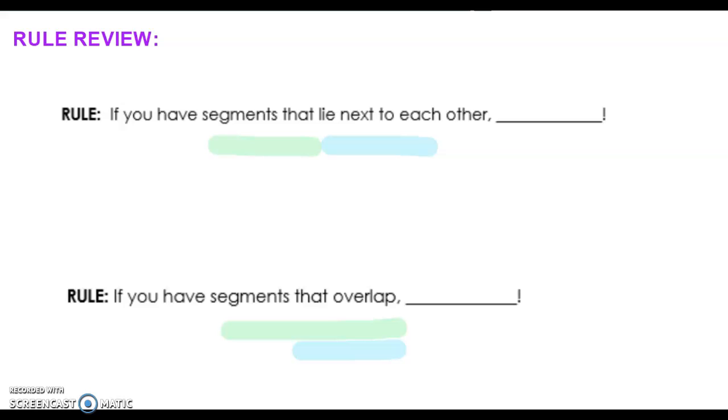All right, so we're going to put it all together today. Quick review of the rules when we are looking at finding missing segment values. The rule was if you had segments that lie next to each other, so if you remember that highlighting from our last video, when you have the green or the yellow, whatever color it is, right next to the blue, and you are asked to find the entire length from end to end, you are going to add.